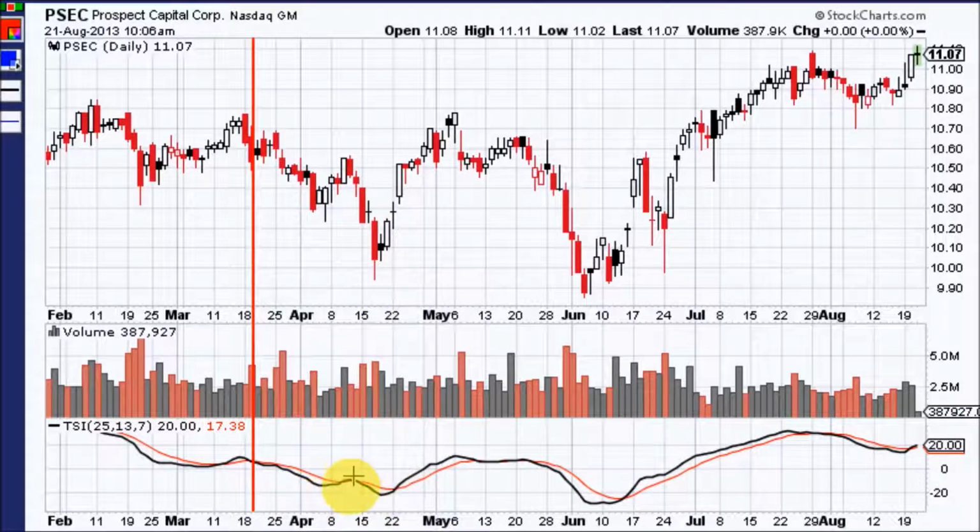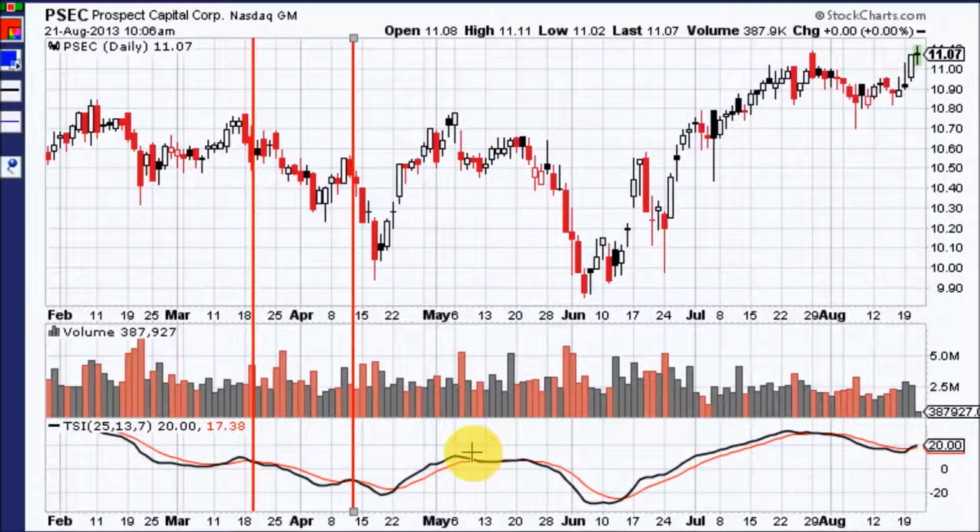Okay, so that was another bearish crossover. First, TSI crossed up through the signal line and then back down through it. And that was right before the day it closed below all support. Okay, then we've got another signal right here.